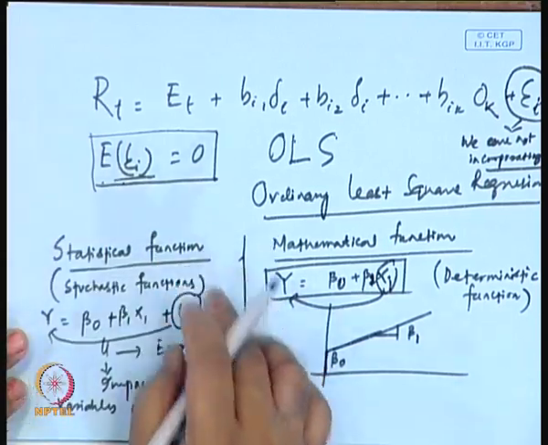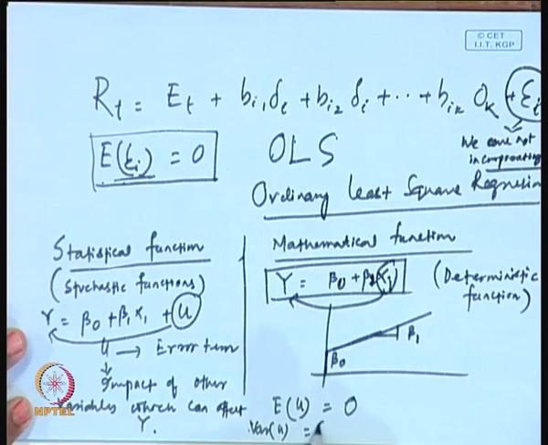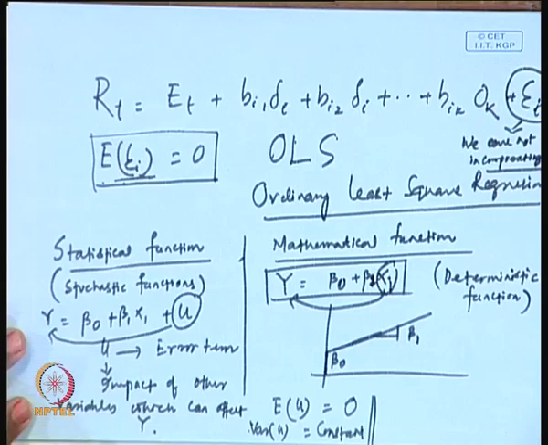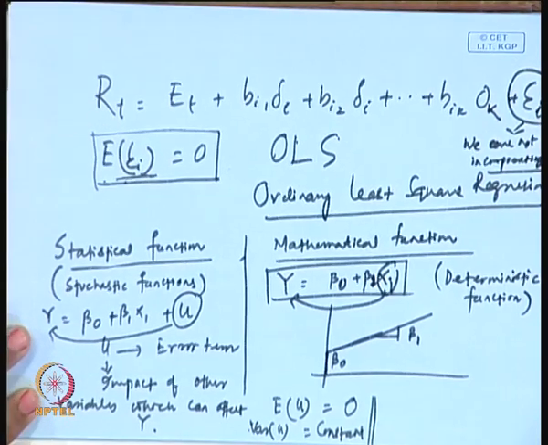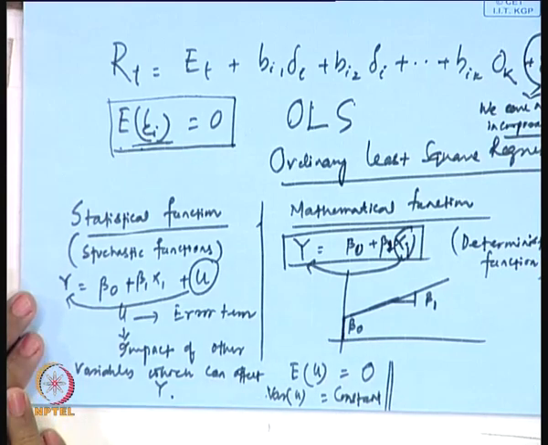Therefore, to overcome this problem, we have included one error term in that, and the error term will have certain properties. The mean value of error, or expected u, should be equal to 0, and the variance of u should be constant. So, these are the two major assumptions we always take whenever we deal with this kind of analysis.